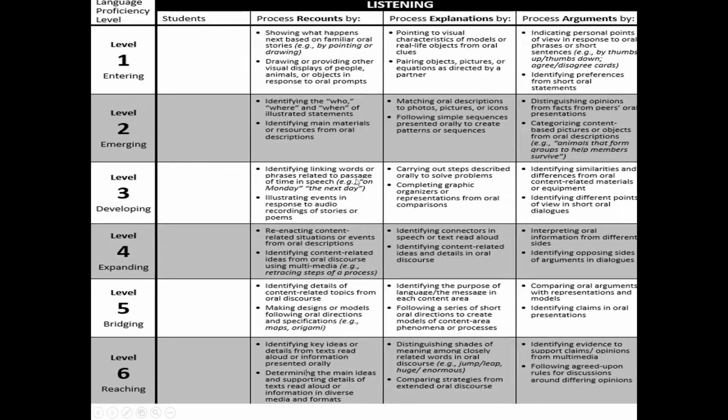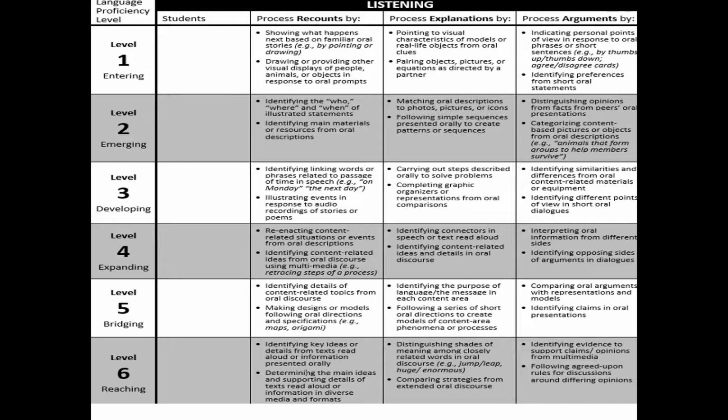As we mentioned before, looking at what the students are able to do is where you can do a lot of formative assessment using these can-do descriptors. For instance, this I think is an example of grade 2 to 3. You had a grade 2 student performing at emerging, and you see that one of the ways in which they process explanation is by matching oral descriptions to photos, pictures, or icons. You want to get them to carrying out the steps described orally, or following simple sentences patterned orally to create patterns or sequences.